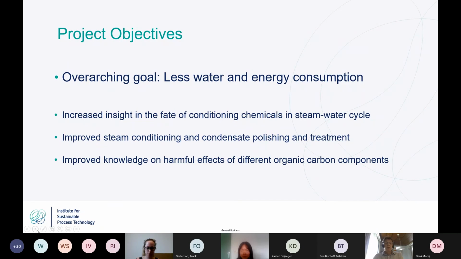If we focus more on the impact of these conditioning chemicals, we really wanted to get more insight in the fate of these conditioning chemicals and to what extent they would contribute to the formation of detrimental organics impacting corrosion and reliability of the system. Beyond that, we focused quite a bit on polishing condensate and treating condensates to enhance their return, and understand the effects of different organic carbon components in the cycle on the behavior of especially flow accelerated corrosion.